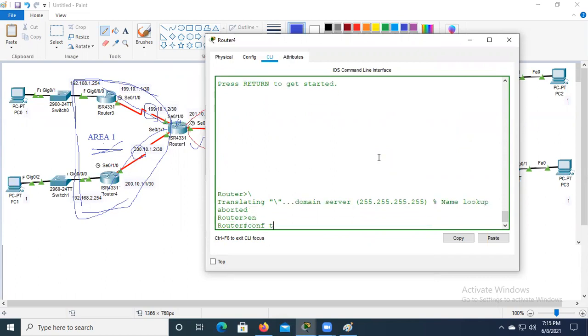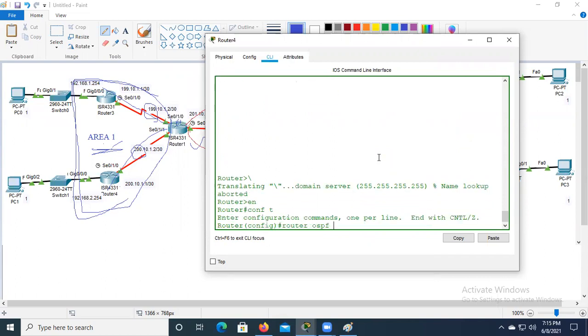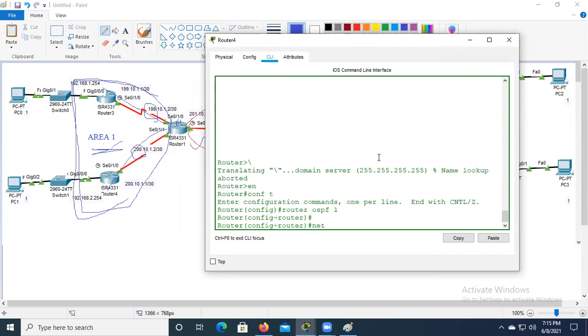Go to enable, config T, router OSPF 1, network of 192.168.2.0, area 1.